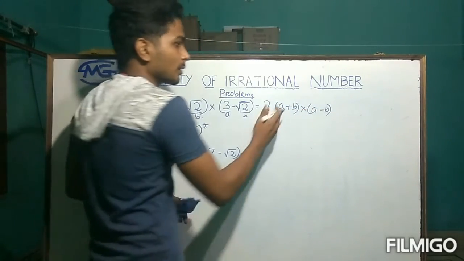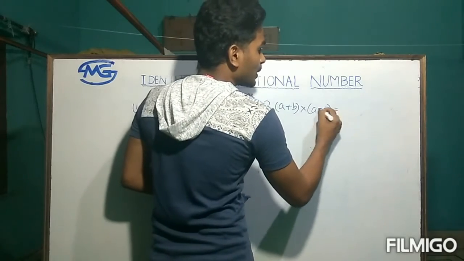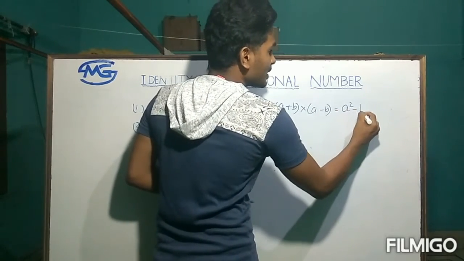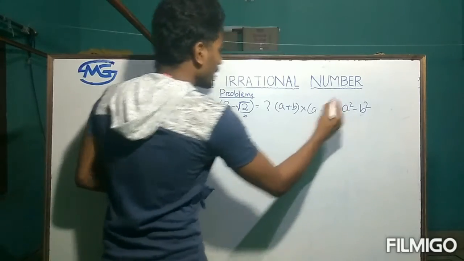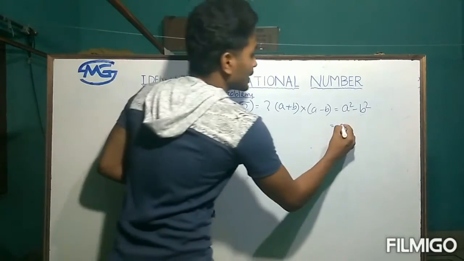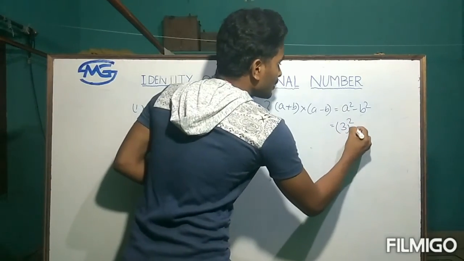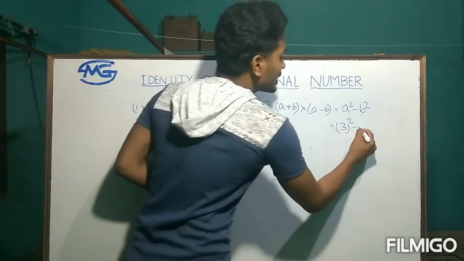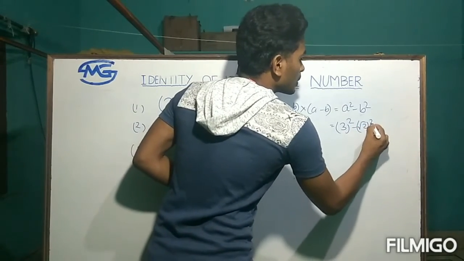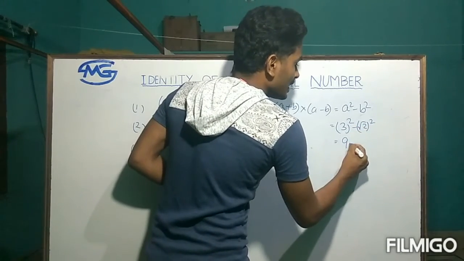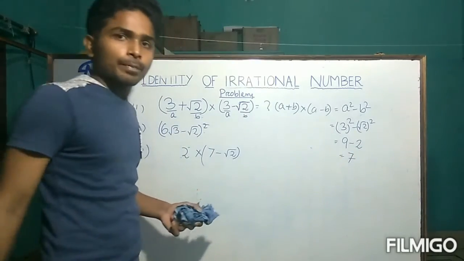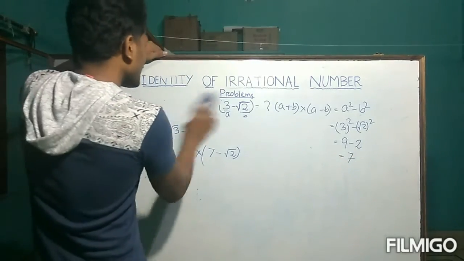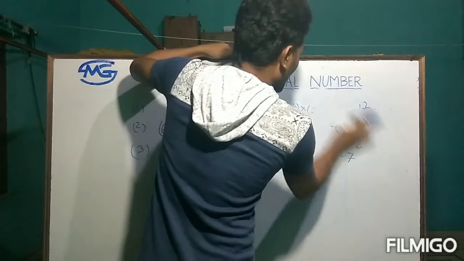As you know, the formula of (A plus B)(A minus B) is how much? A square minus B square. So in place of A square we will put 3 whole square, minus, in place of B we can write root 2 whole square. 3 squared is 9, root 2 squared is 2. So the answer is 7. Clear? Then comes the second one.